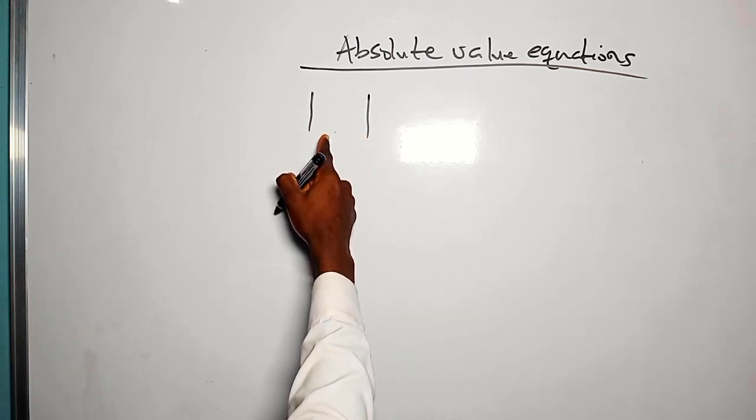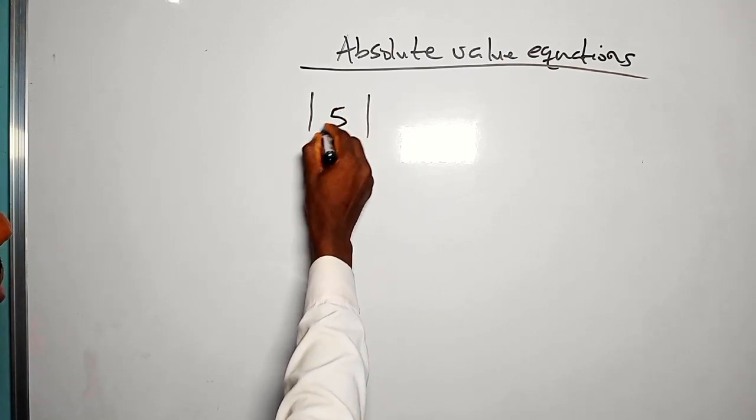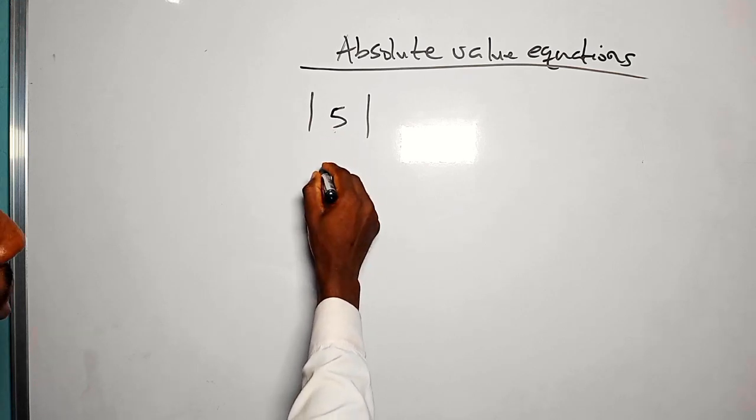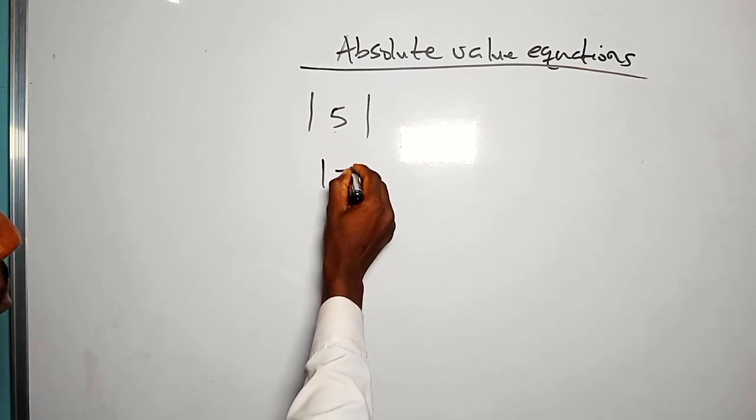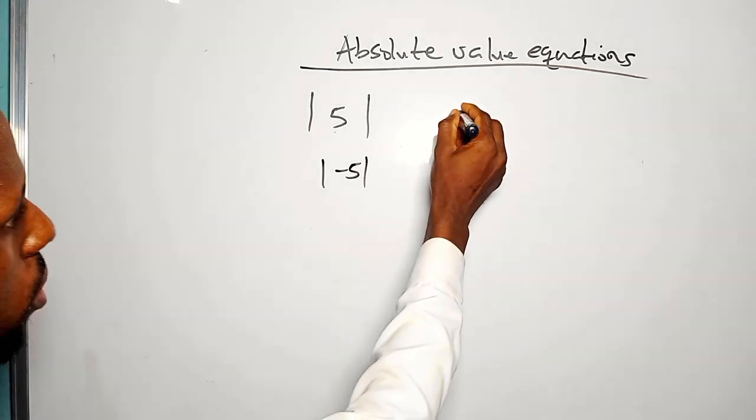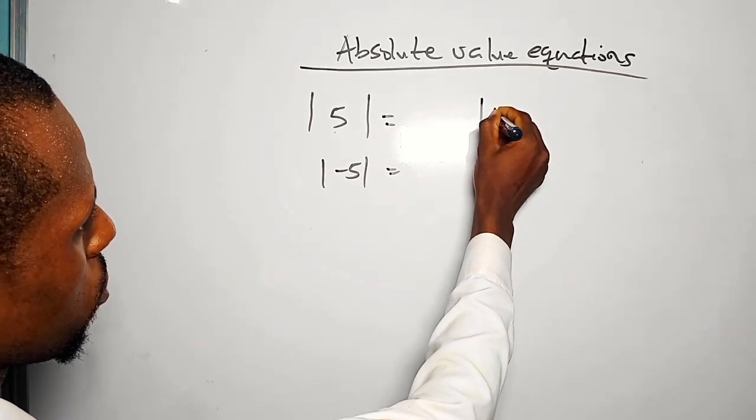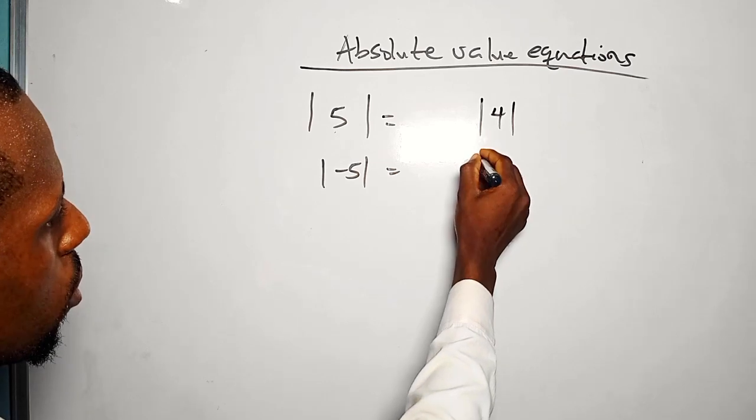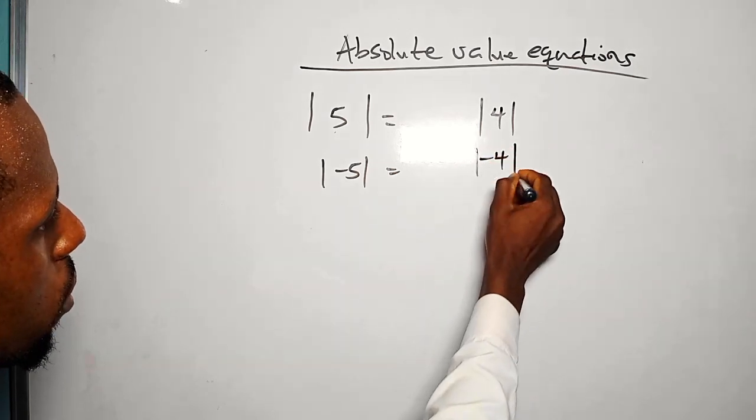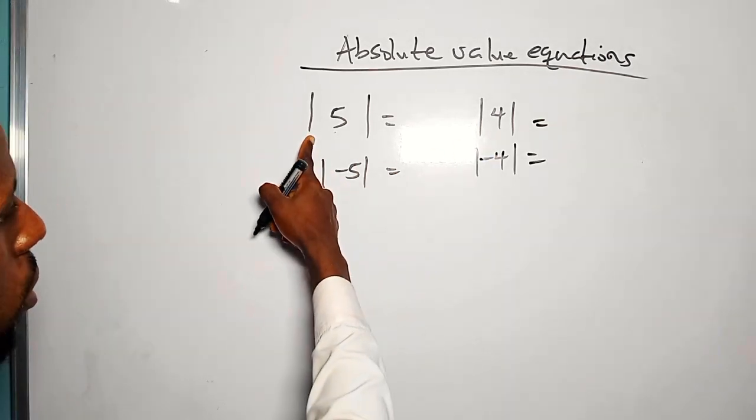So let's say taking the absolute value of 5, this positive 5, we can take the absolute value of negative 5 as well. Let's say we have this to be taking the absolute value of 4, which is positive. So we can as well take the absolute value of negative 4. So what does it entail?